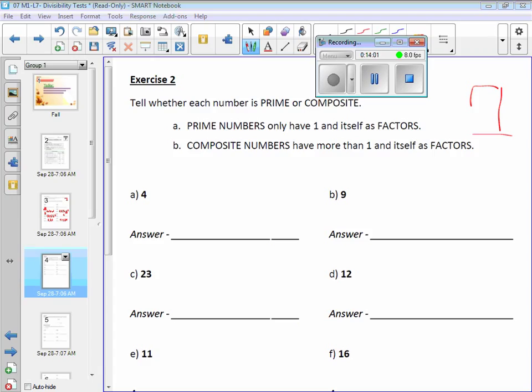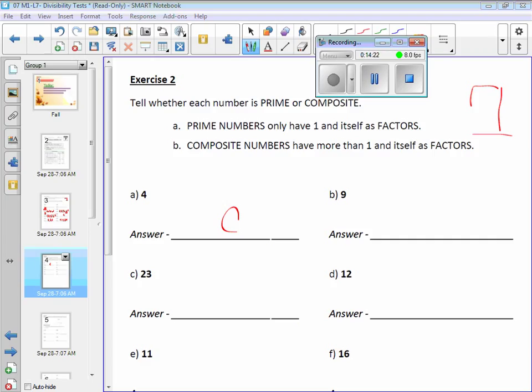4. Will 2 go into it? Yes. Go no further. If one number other than 4 or 1 goes into it, it's composite. Put C. It can be simple, guys. It's a simple activity, but you gotta watch out for the snipers.